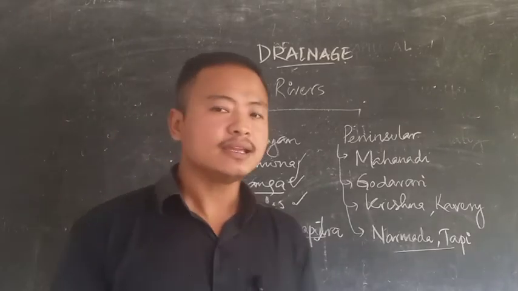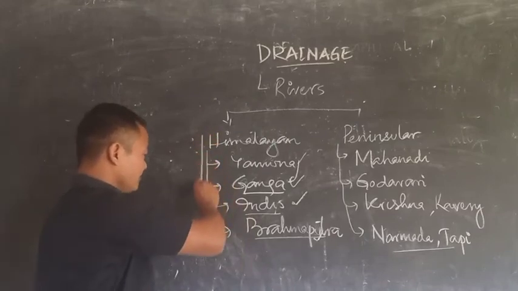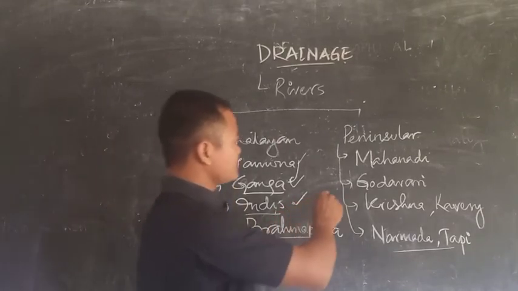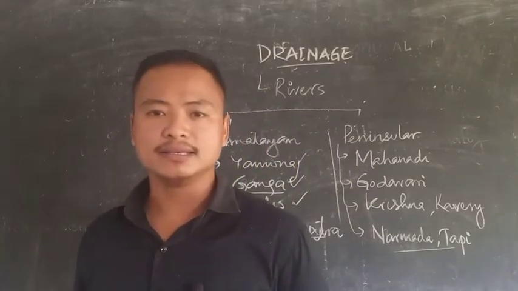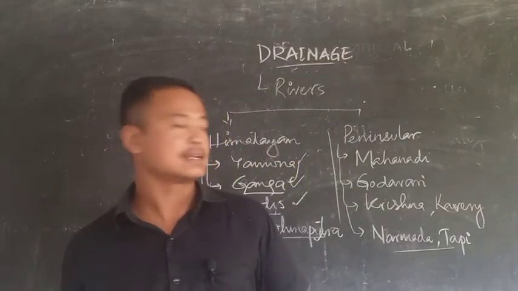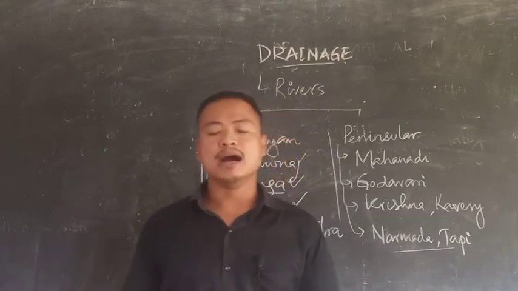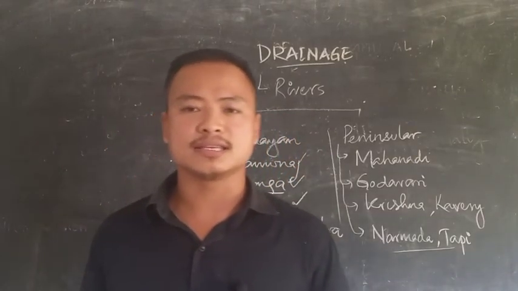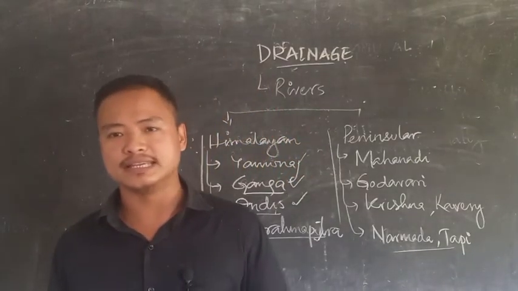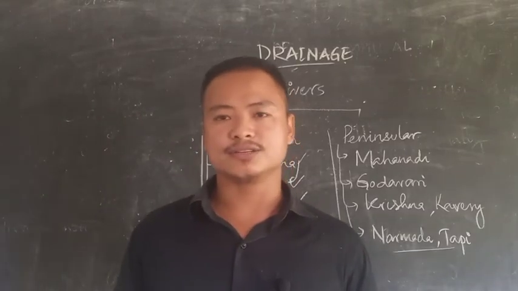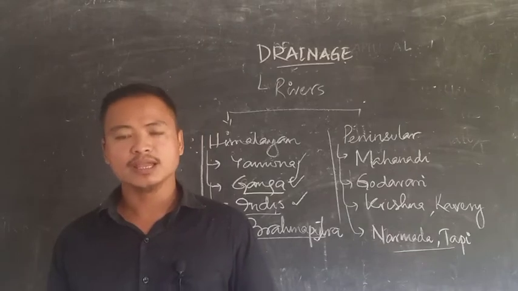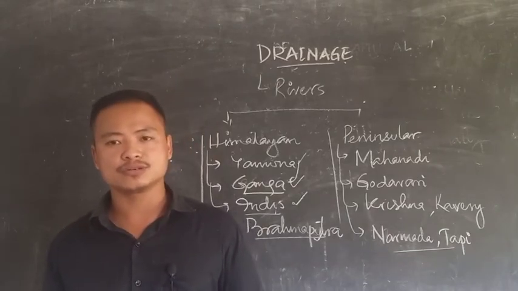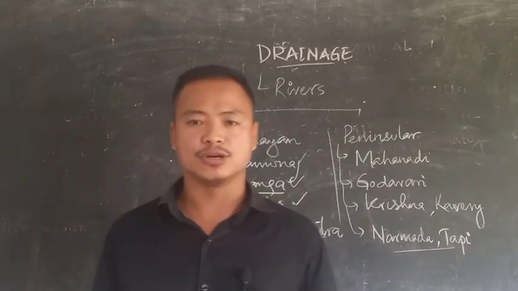So these are the 3 river systems of the Himalayan region. Now coming to the Peninsula region, the river system is formed by river Mahanadi, Godavari, Krishna and Kaveri. Mahanadi originates in the Western Ghats and flows towards the east across the states of Odisha and finally drains in Bay of Bengal. It also forms a delta in its lower course or in its mouth.